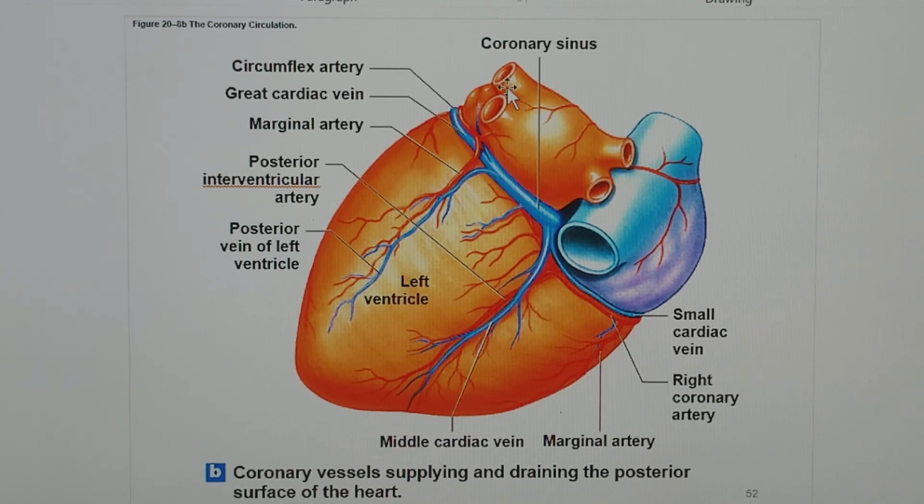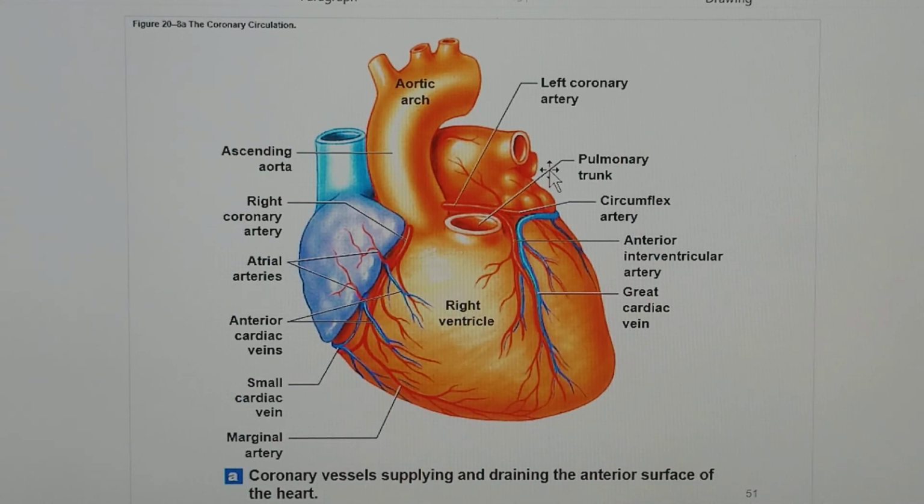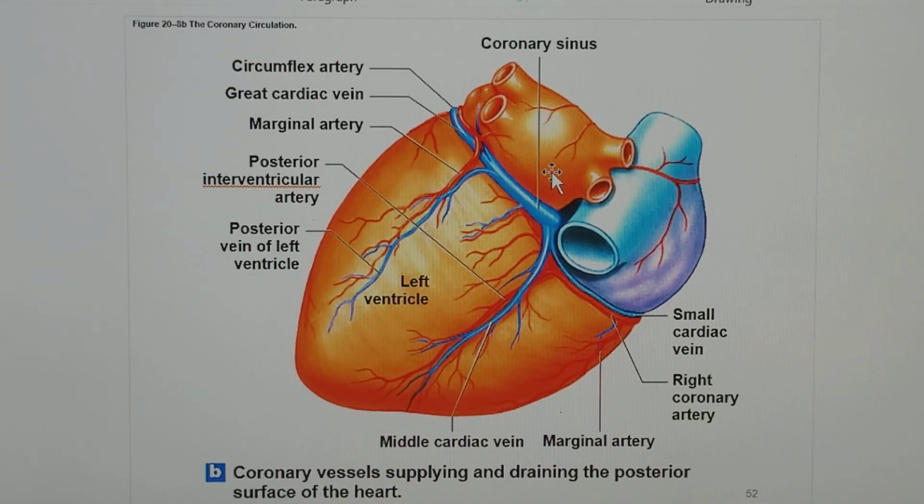The vein, as we're wrapping around here, let's go back. We have the circumflex artery. The great cardiac vein is right here. That great cardiac vein, the blood is flowing this way, and we're going to come into the coronary sinus, which drains into the right atrium. So we have deoxygenated blood coming from above into the superior vena cava, coming from below into the inferior vena cava, and coming from the heart itself, because this is the heart's blood supply, deoxygenated blood coming to the coronary sinus, which dumps into the right atrium.